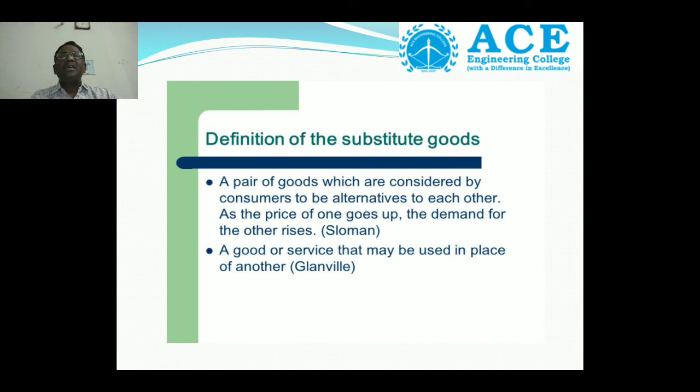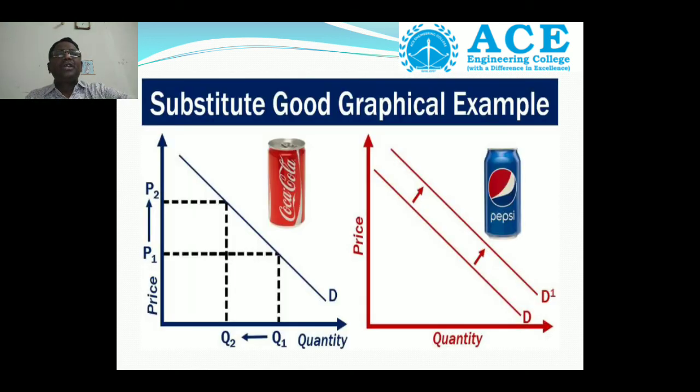Example is tea and coffee. The example we are showing in the graphical representation. Coca-Cola and Pepsi. Then what is the curve shape? Try to understand. The curve slopes downwards from left to right.